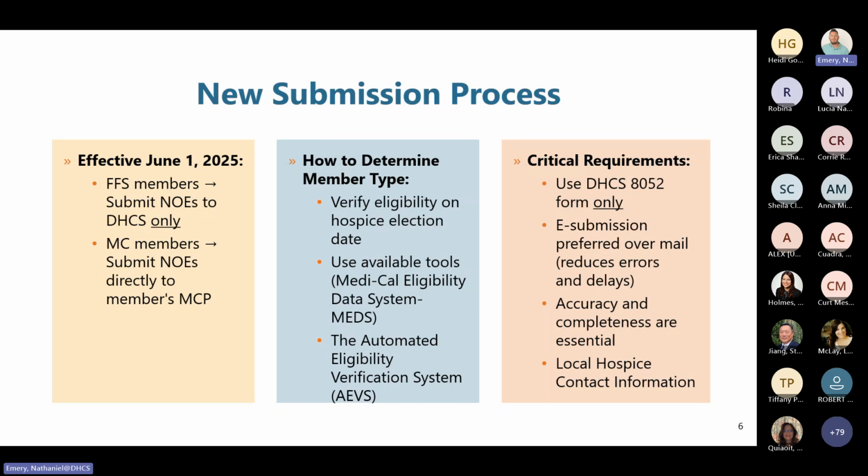Use tools like MEDS or the Automated Eligibility Verification System, otherwise known as AEVS. And remember, use the DHCS 8052 form only, which is on the DHCS hospice information webpage for you to download. Submitting electronically is preferred. It's faster and reduces the chance of errors. The 8052 form has been effective since January of 2024.